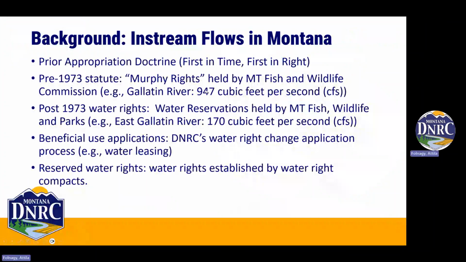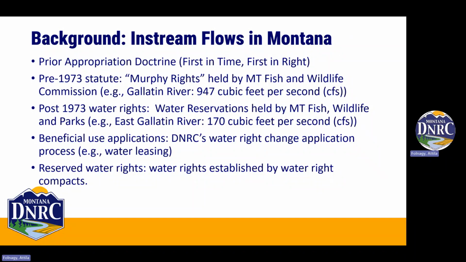In-stream flows fit into the prior appropriation doctrine, which governs the priority that water is used in the state of Montana. When we think of in-stream flows, we usually think of FWP's in-stream flows. They're Murphy rights for the Gallatin River with a priority date of 1970, or their water reservations for in-stream flow with a priority date of 1985. FWP uses these in-stream flows to make call on junior users to leave water in-stream.